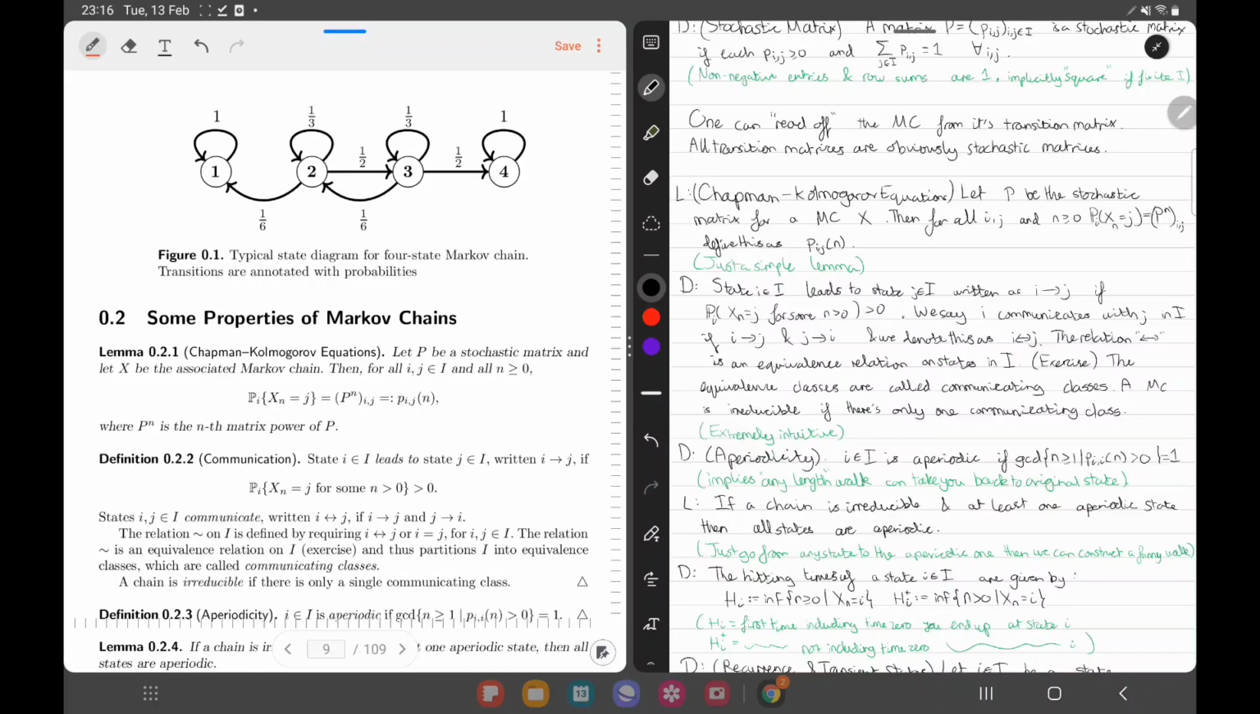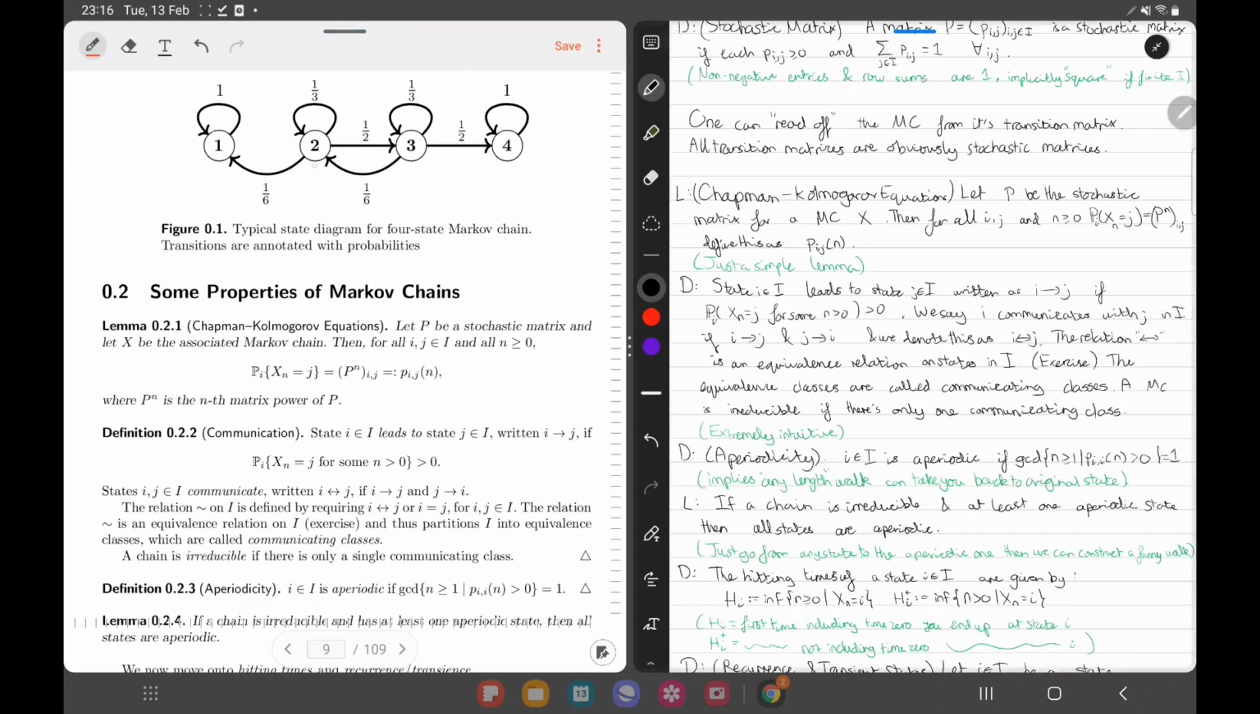And the reason for that is because this property of communicating is actually just an equivalence relation between states, and I think that's quite easy to prove. If I talks to J, then I communicates with J. If I want to show that this is an equivalence relation, all I have to show is this.